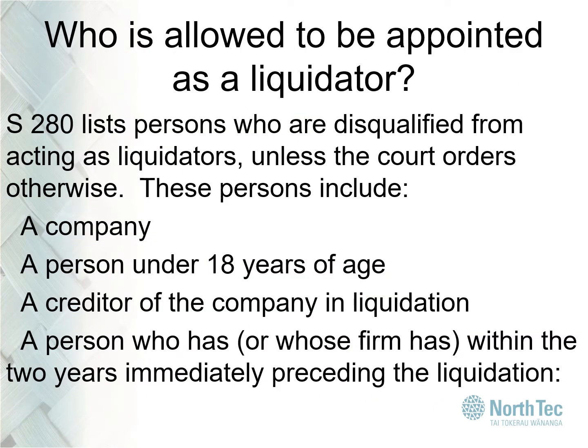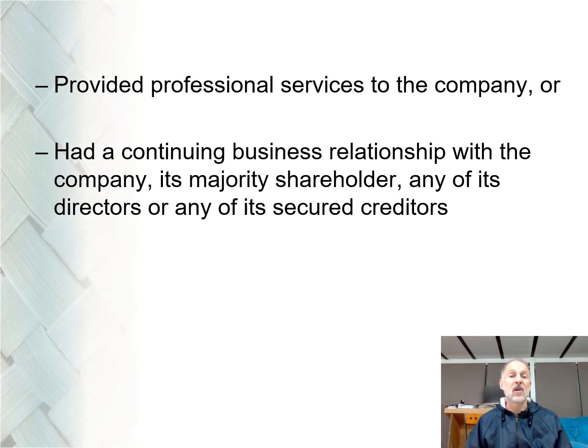Who is allowed to be appointed as a liquidator? Section 280 lists persons who are disqualified from acting as liquidators unless the court orders otherwise. These persons include a company, a person under 18 years of age, a creditor of the company in liquidation, a person who has or whose firm has within the 2 years immediately preceding the liquidation provided professional services to the company or had a continuing business relationship with the company, its majority shareholder or any of its directors or any of its secured creditors.